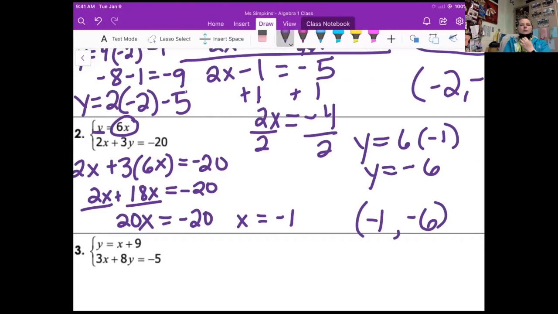Go to Desmos. Go to those two original equations. Make sure that they're crossing at -1, -6. And then get excited if they do.